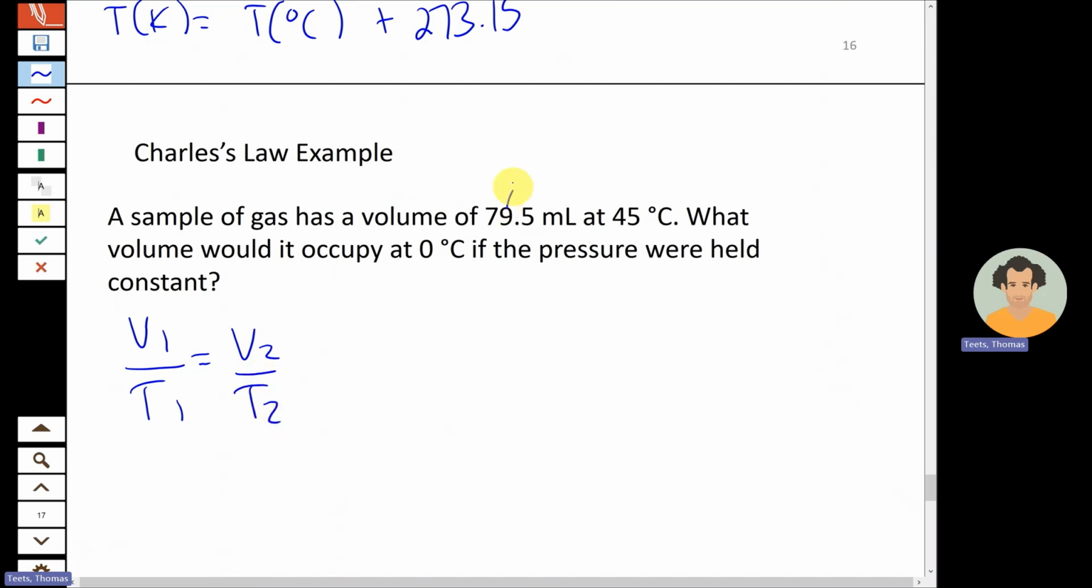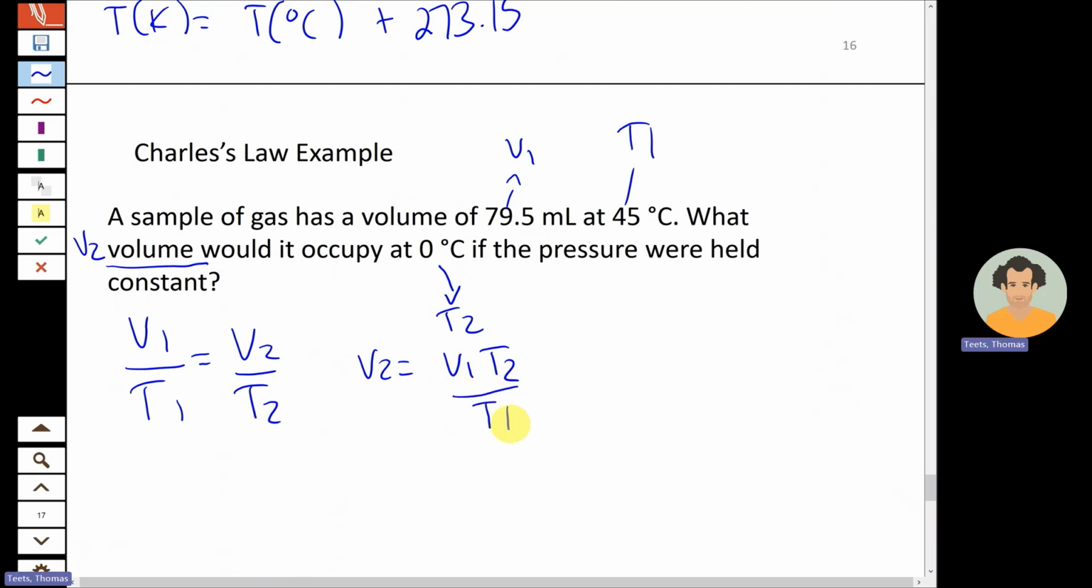And then we have here, this is our initial volume, this is our initial temperature, this is our final temperature, and we're going to solve for final volume V2. Okay? So we have 3 of the things given, we just need to solve for the 4th one. Now, hopefully this helps us realize why we need Kelvin, because when we rearrange this equation to solve for V2, we would get V2 is equal to V1 times T2 over T1.